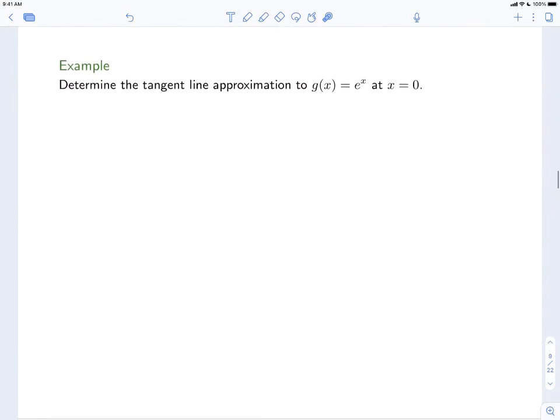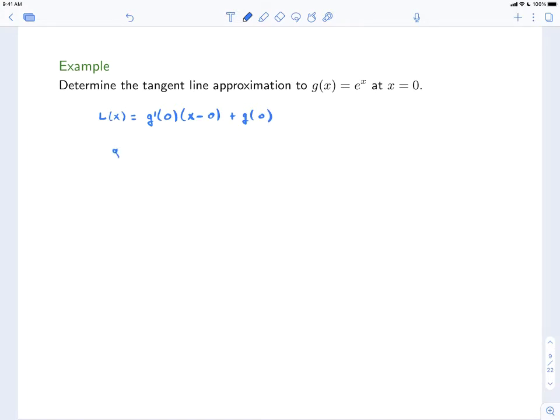Let's do another example. Determine the tangent line approximation to g of x equals e to the x at x equals 0. So we're going to do this the same way. The linearization is equal to g prime at a times x minus a plus g at a. Now in this case, a is equal to 0.